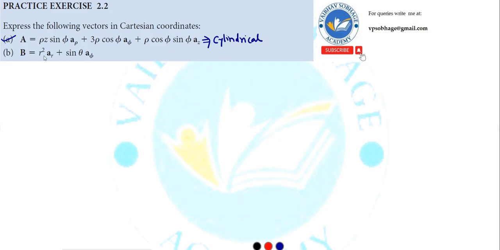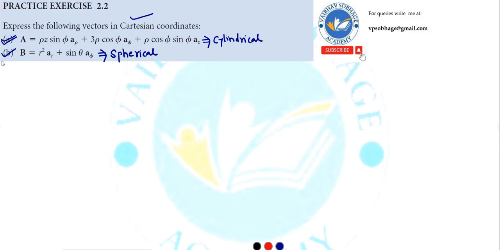And if you look at part B of the same numerical, it is expressed in terms of r, theta and phi, which is the spherical form. We have to convert both of these vectors into Cartesian form. For that purpose, we are going to make use of some conversion expressions that I will write over here. In this video we are going to discuss part A, and part B we will discuss in the next video.